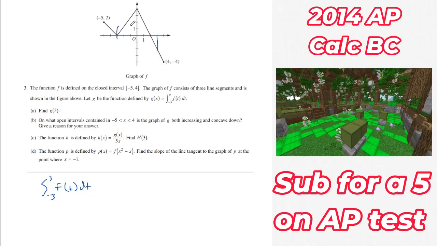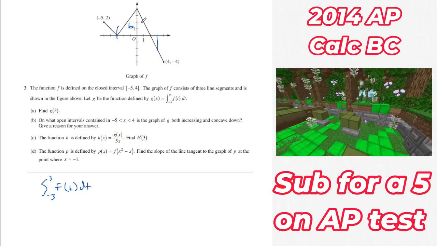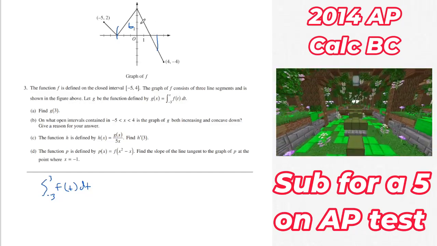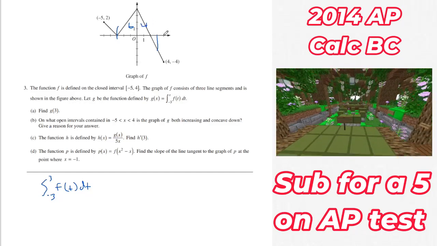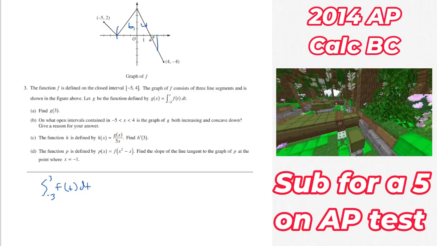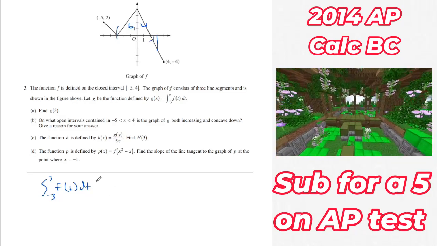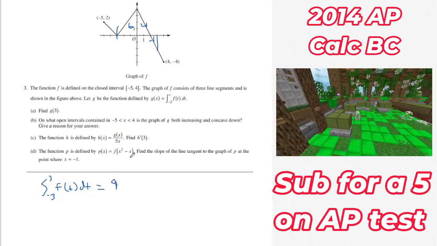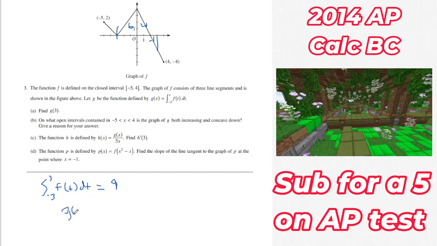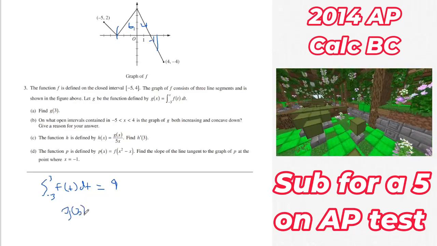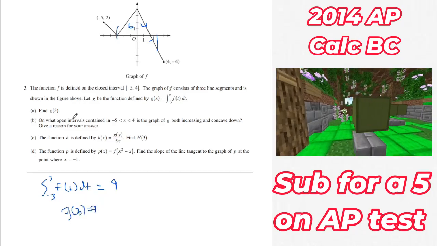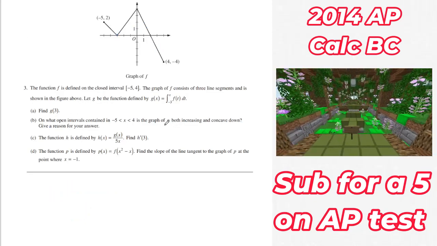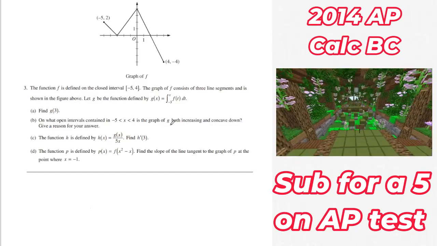So this first area is going to be 6, and this is going to be 4 times 2 divided by 2, 4, and this is going to be -1 because it's under the graph. So we add that all up and we are going to get 9. So g of 3 is equal to 9. And that's part A.